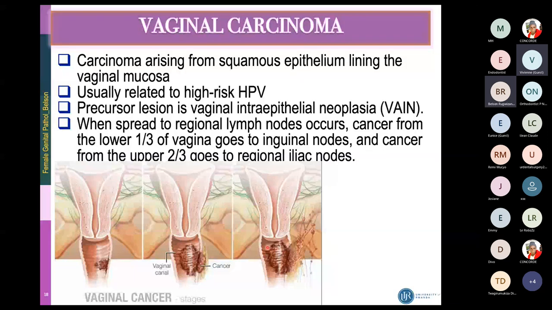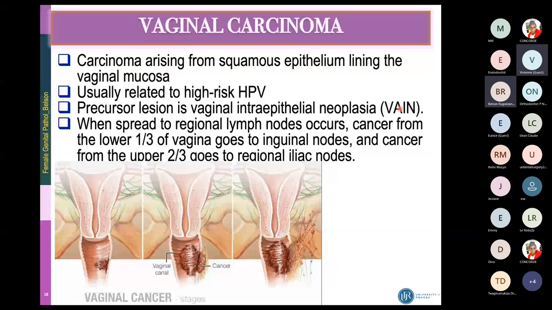Vaginal rhabdomyosarcoma occurs but is not common. The most common is carcinoma, and it's related to HPV. The risk factors for the vulva are the same as for the cervix. The precursor lesion is vaginal intraepithelial neoplasia, VAIN, and for the vulva, vulvar intraepithelial neoplasia. When spread to regional lymph nodes occurs, cancer from the lower third of the vagina goes to the inguinal lymph nodes, while cancer from the upper two thirds goes to the regional iliac nodes.